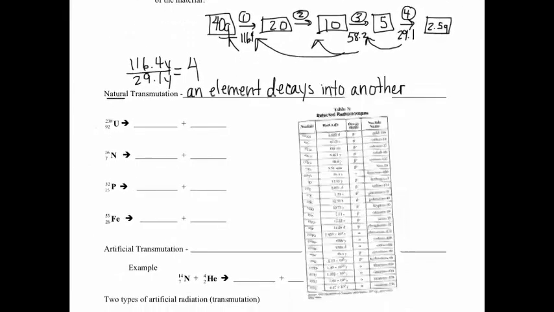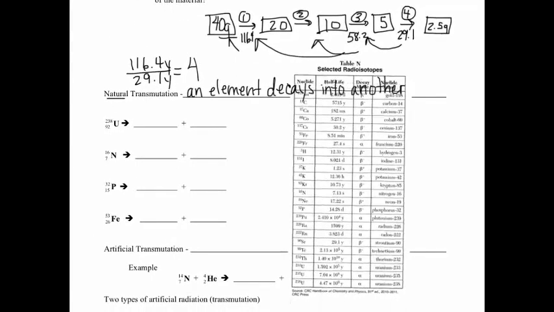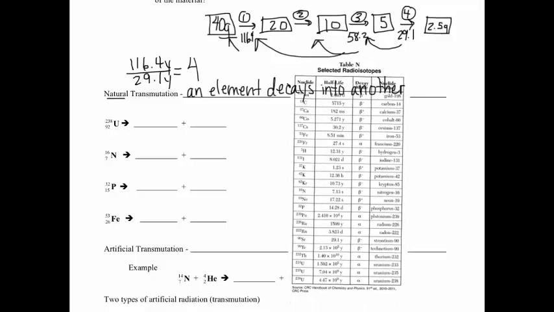So let me show you what we're going to do. When you have a natural transmutation, it's going to be one from this table, or they would have to give you more information. So we're going to be looking up in Table N what the decay mode is going to be for that element. So we have uranium-238, and you need to make sure you know which one because there's 3 of them here.